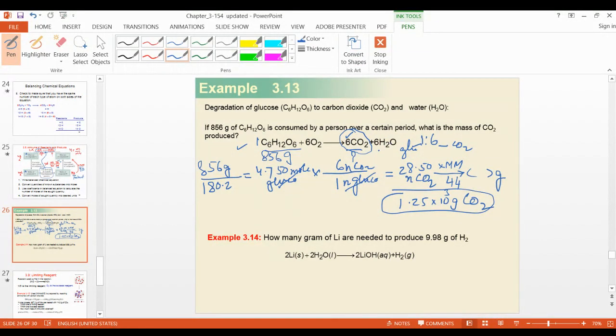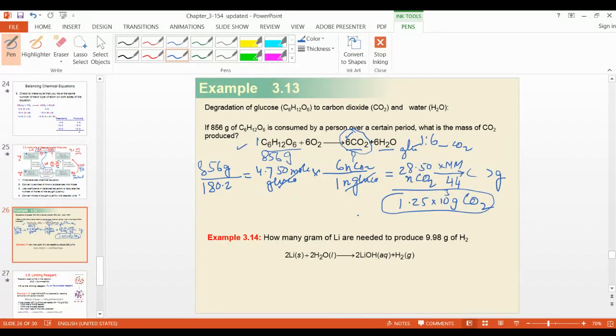Sometimes not carbon dioxide, only water can be asked. How much water is formed? The same method you will use, same concept. No change at all. These 4 steps only.